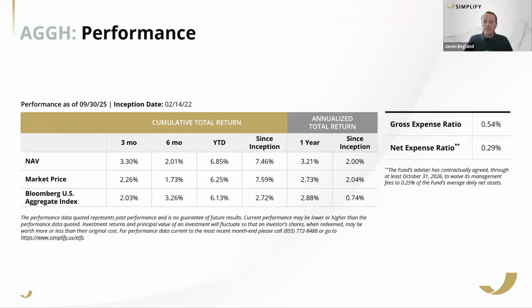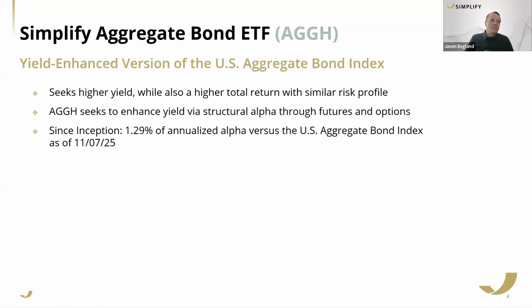Starting out, we can see that the performance has held up well over time since inception. It's outperforming the Agg. We'll go into detail on why that performance has worked out so well since inception and the year-to-date numbers. Going a little bit into the process, the essence of this strategy is really trying to replicate the core bond strategy, but taking advantage of structural alpha opportunities to enhance yield and maximize return with more efficient option writing and curve positioning.